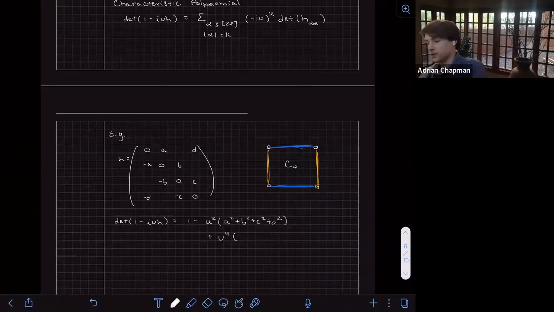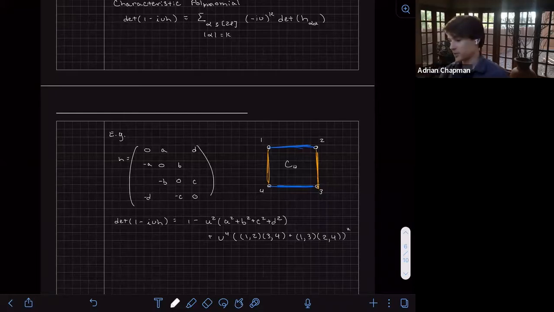Let me label the vertices as 1, 2, 3, 4. So you have the 1, 2, 3, 4 matching, plus the 1, 3, 2, 4 matching. I'm being a little bit loose with that notation, hopefully that's clear. These are the contributions from each of the two matchings in this graph. And so we have to square it because it's the square of the Pfaffian.